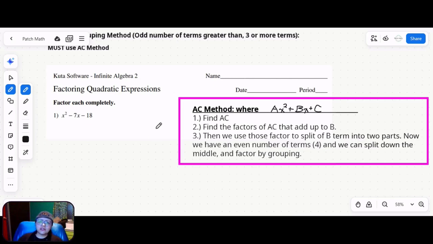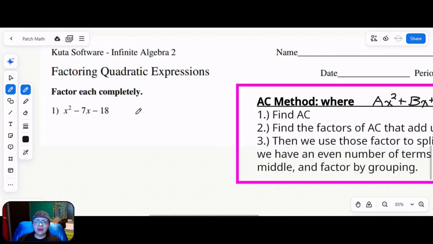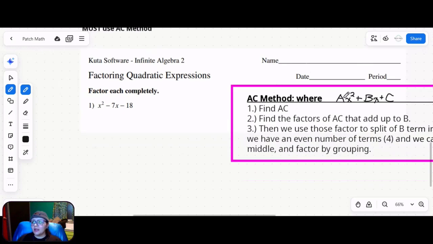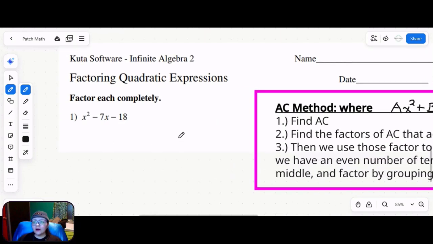Now you'll have teachers teach this to you when A is 1 and when A is not 1. The pure math method behind both versions is exactly the same. This will work for both versions, if A is 1 or some other number than 1. So I'm just going to launch right on into it. Looking here, when we find AC, that is A multiplied by our C term, where A is the coefficient in front of our x squared, B is the coefficient in front of our x, and C is our constant. Looking here, our AC is negative 18.